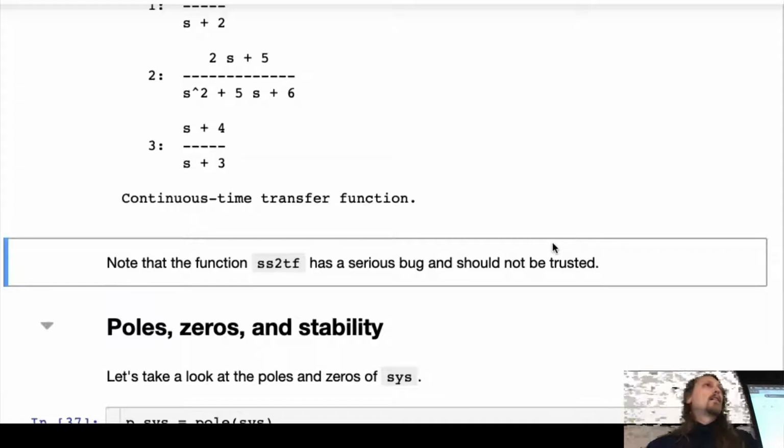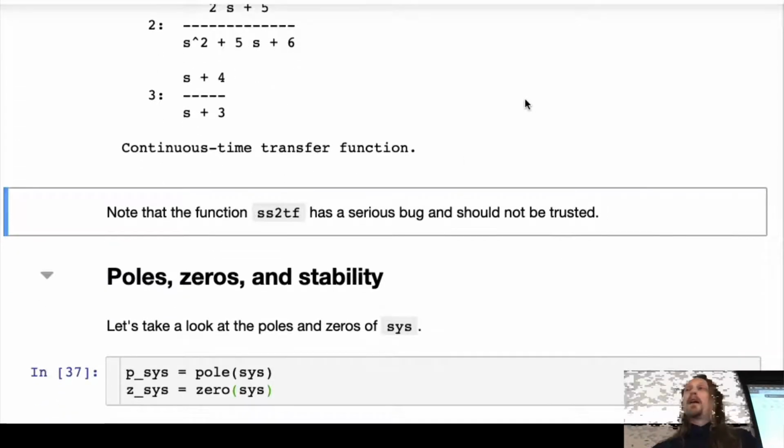So we've got that. Note that there is a function called SS2TF for a state space model to transfer function model. I was playing around with that in the earlier section, and it has serious bugs and should not be trusted. So don't use that function. I have no idea why it's so buggy, but it literally is terrible.